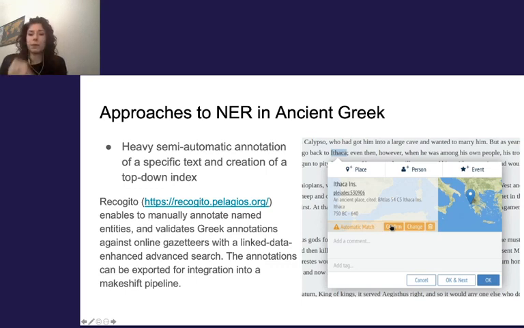And finally, the last method is evidently heavy manual or semi-automatic annotation that can generate a text index relatively easily. Obviously, this method is the most accurate of all. You get 100% accuracy if you do this with a domain expert, but it is also by far the most time-consuming one. And it is possible to do this in a semi-automatic way, note the semi, with services like Recogito, for example, which is an annotation environment created within the Pelagios project, which enables you to manually annotate strings that you recognize as named entities. And it validates your annotations against online gazetteers with a linked data enhanced advanced search. So the annotations can then be exported and they can create your actual dataset, your training dataset.